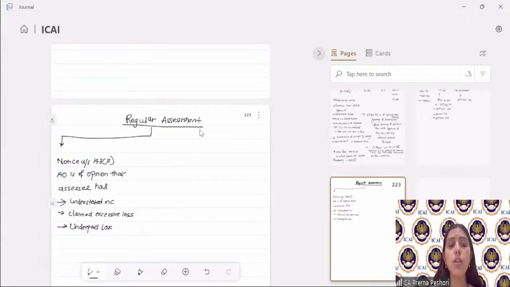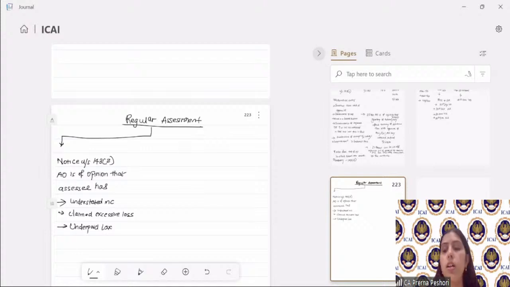Now, why is this detailed scrutiny carried out? Because under 143(1), we are just checking the arithmetical accuracy or the claims which are apparent. If the AO feels that the assessee has understated the income or has claimed excessive loss or has underpaid the tax, then the notice will be issued under 143(2), that a detailed scrutiny needs to be carried out by asking for information and explanation from the assessee. Therefore the notice under 143(2) begins the regular detailed assessment proceedings.